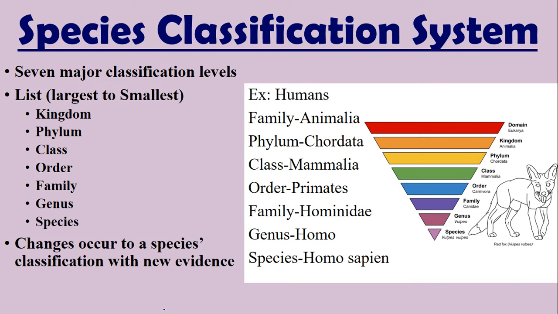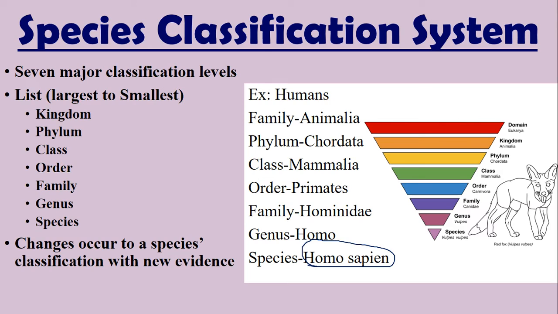Now, species classification system, we do have 7 major classification levels, and the list goes from largest to smallest: kingdom, phylum, class, order, family, genus, and species. And so if we look at humans, we go down through mammalia, primates, hominids, Homo, and our species Homo sapiens. So if someone ever asks you what is the species name of an animal, you're looking for these 2 words. And usually this is based off Latin.